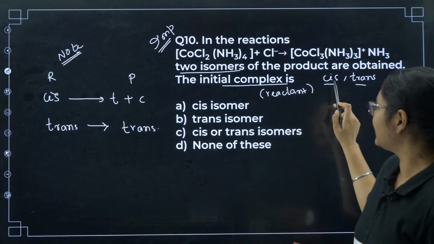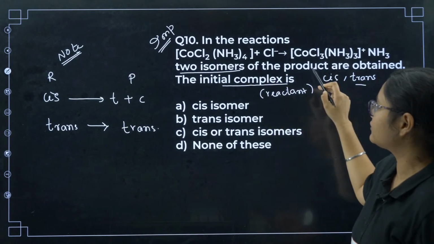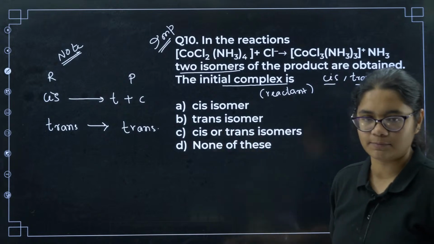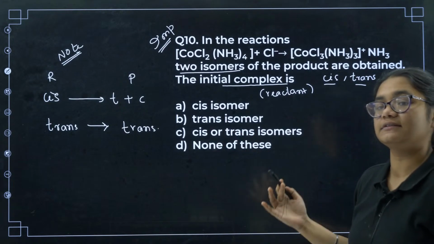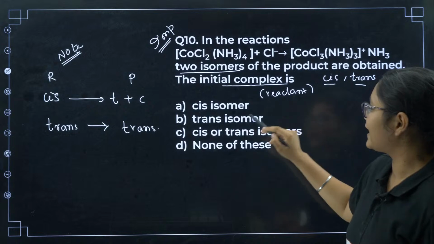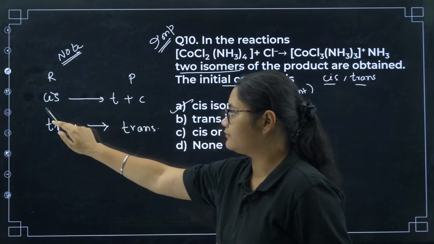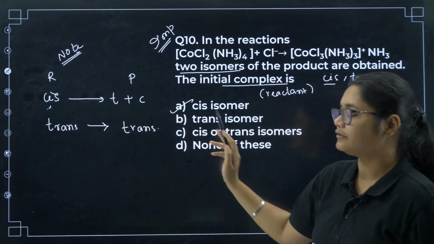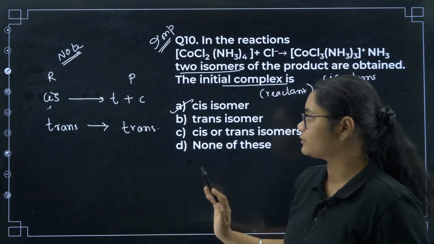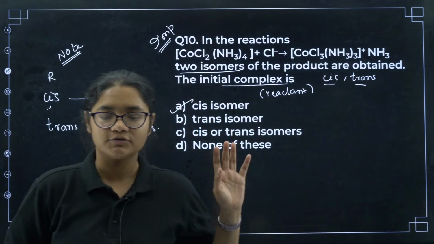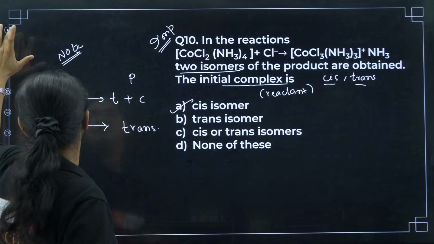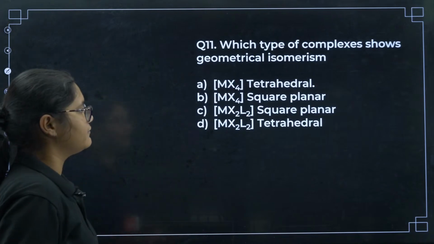I am getting two isomers of the product. You are getting cis and trans as the product, right? If you are getting cis and trans as the product, that means the reactant must be a cis isomer. If cis is there, we will get both trans and cis as the product. This question many of you might not be knowing, so please note down this concept. Next we'll go to question number 11.